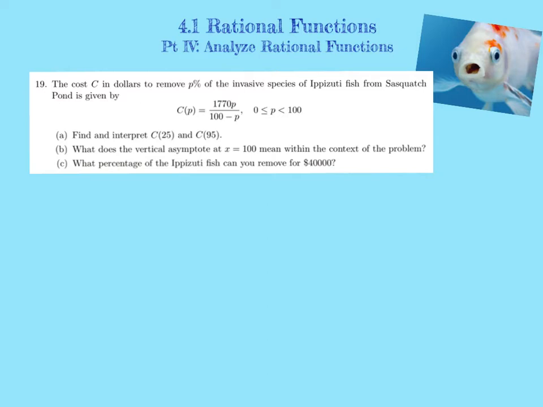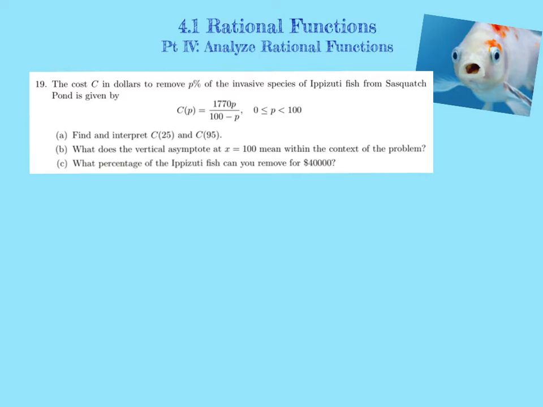So we have a cost C in dollars to remove P% of an invasive species of Ipuzidi fish, not a real fish, I Googled it, from Sasquatch Pond. That should have been my clue that it's not real. It's given by this very real rational function where P has to be between 0 and 100, only including 0. That's because P is a percent. The first thing that we're going to do is find and then interpret C of 25 and C of 95.